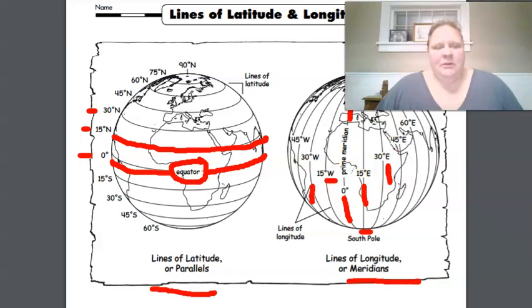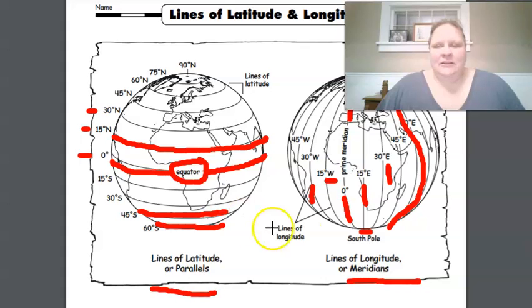Now, a way to help you remember lines of longitude is that they are long, longitude, long, and they run from the North Pole to the South Pole. So long lines for longitude. Lines of latitude are always the same distance apart from each other, but that is not true of lines of longitude. They are closer together at the poles and farther apart at the equator.